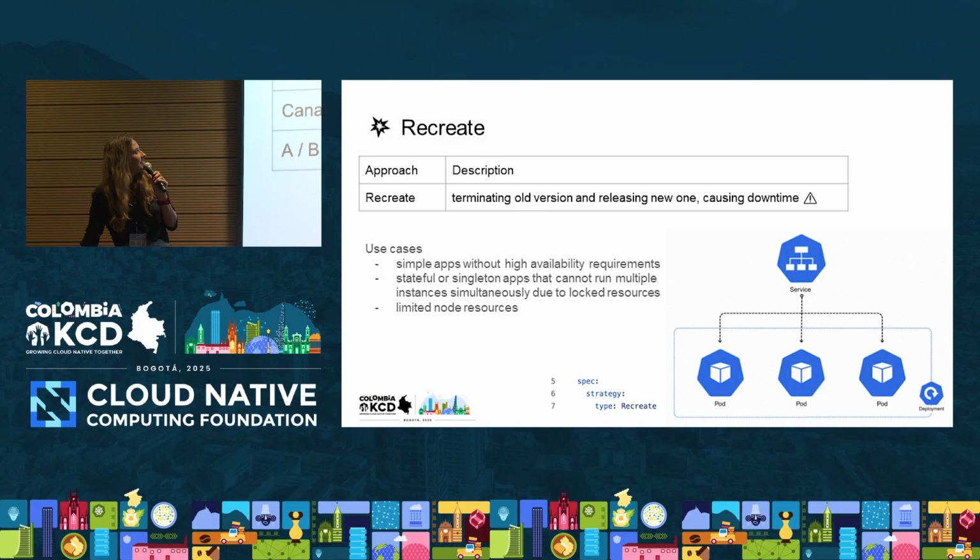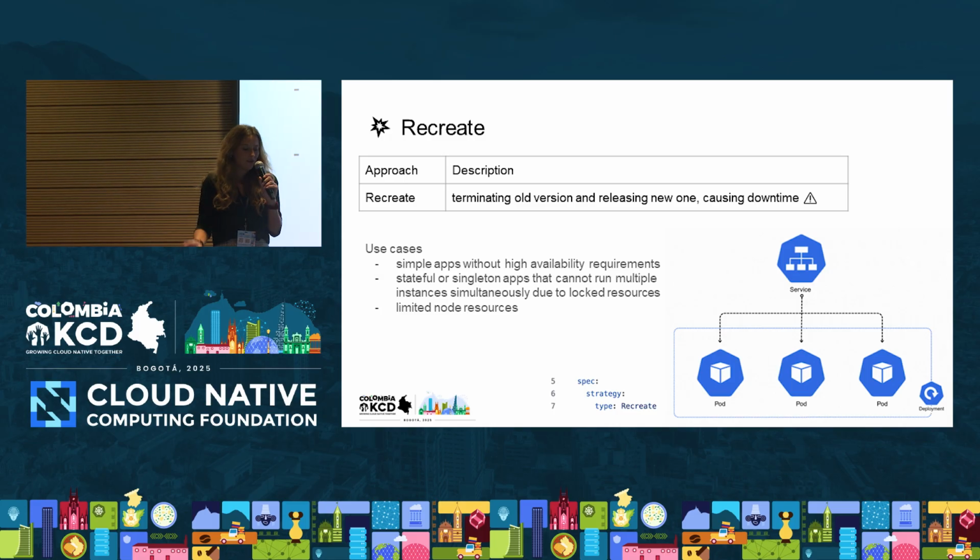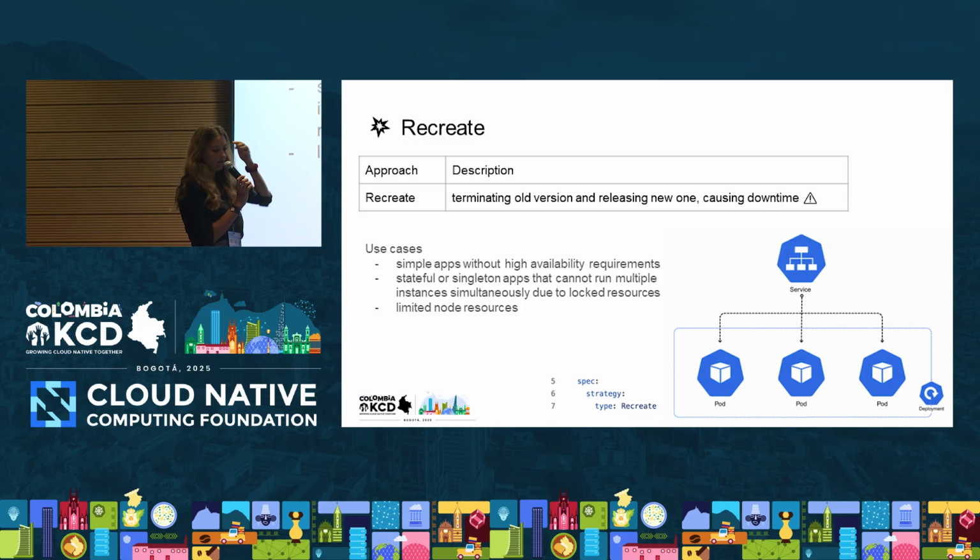So recreate is a very simple one. We just terminate all our pods, as you can see here in the animation, and then we ramp up the new version. In this deployment strategy, we actually have some downtime because we terminate all the pods, and then we need to wait until the new version is up.